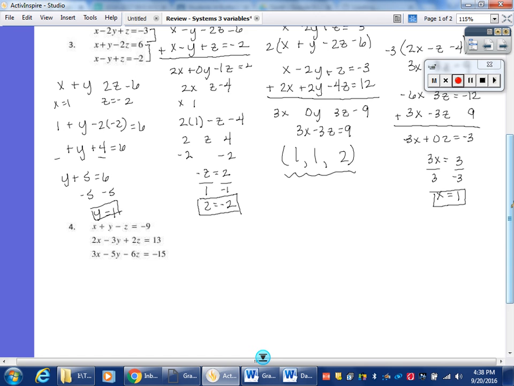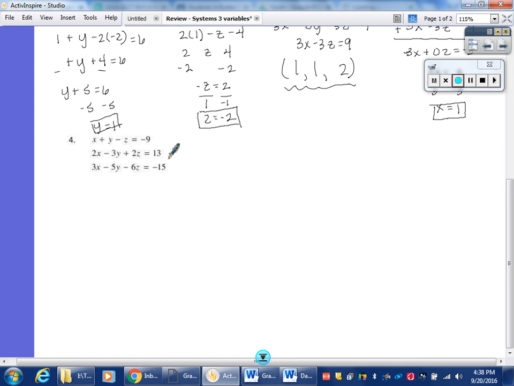All right, we're going to look at question 4. We're going to solve this one the same way. I'm going to use elimination with this as well. Looking at this system, I know I'm going to use the first equation just because it is the one with only ones. And so I'll use the first equation and the second equation, and I'm going to eliminate z. And so here is my first set: x plus y minus z is equal to negative 9. And then 2x minus 3y plus 2z is equal to 13.